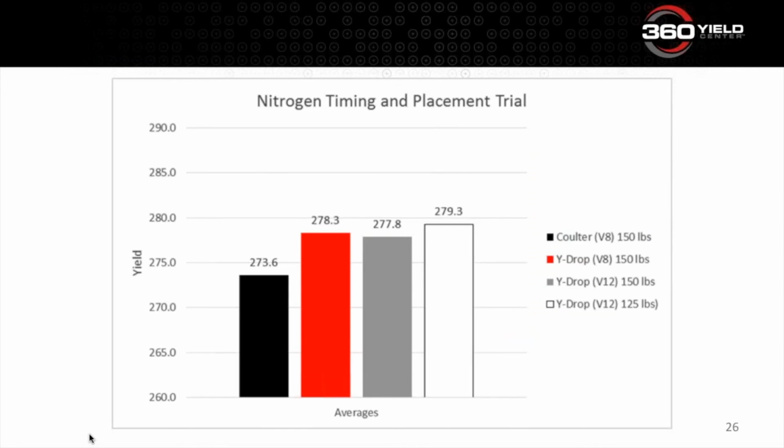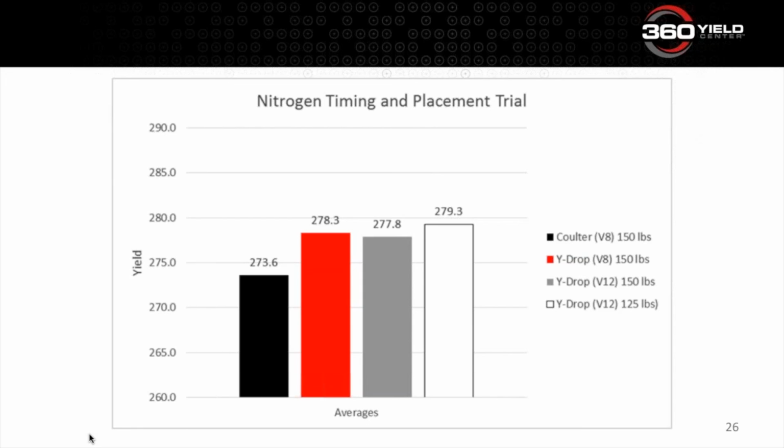Here's another trial from this year. So kind of look at it as two sets of bars. The black and the red bar, that's Coulter at V8, 150 pounds, Y drop, V8, 150 pounds. And you can see there's a difference there between a Coulter and a Y drop, and I'm going to talk about that a little bit in a minute.